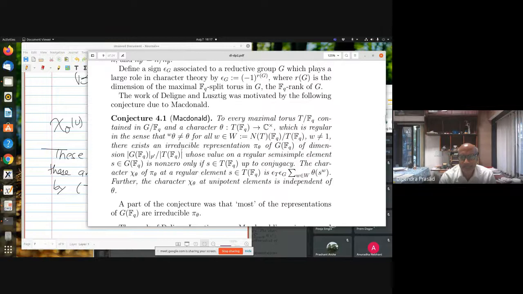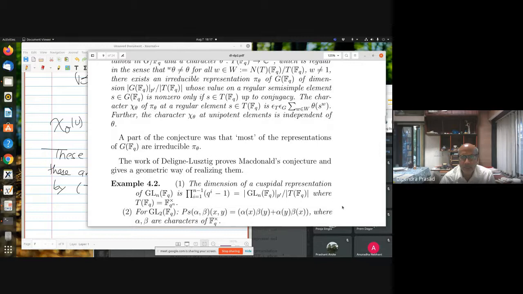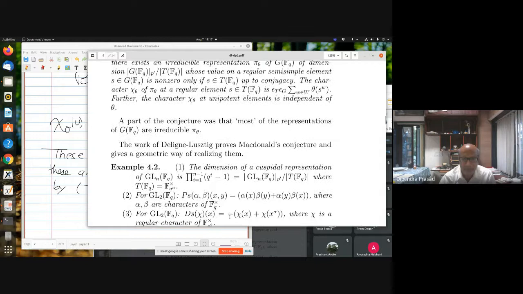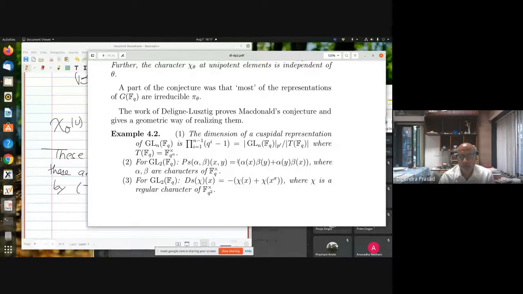So you know these signs that I talked about last time, epsilon_T times epsilon_G, is minus one to the power the dimension of the split torus. So for this F_{q^2}^*, the dimension of the split torus is one and epsilon_G is two. So minus one to the power one, times minus one to the power two, which becomes minus one. And therefore there is a minus sign here and there is a plus sign there. For people who were in my last lecture, I was telling that there are a lot of signs in these character formulae, and one has to keep track of them.